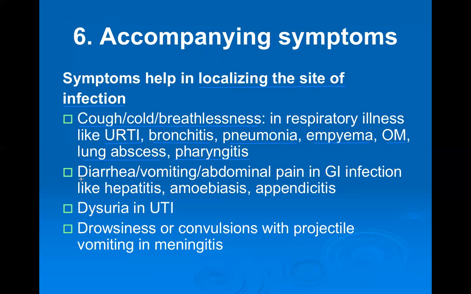Now see this, presence of diarrhea, vomiting, and abdominal pain in a child with fever shows there is a high chance of GI infection like hepatitis. The viral hepatitis is very common in children, especially hepatitis A. In hepatitis A, there is jaundice, there is abdominal pain because of swelling of the liver, and there may be a bit of diarrhea as well as vomiting.